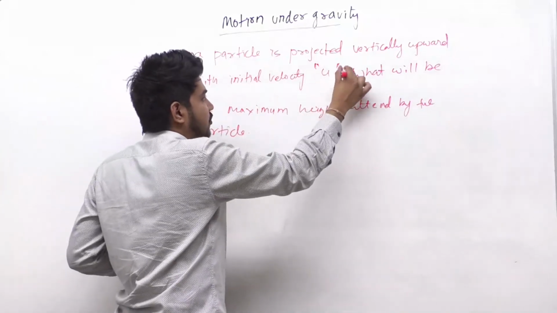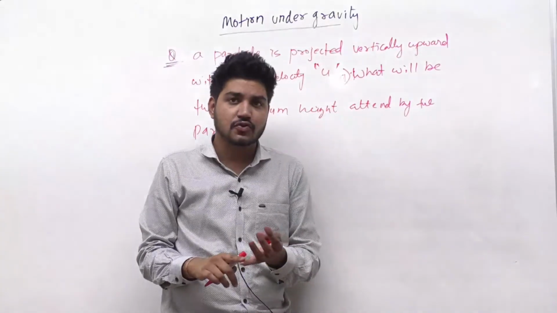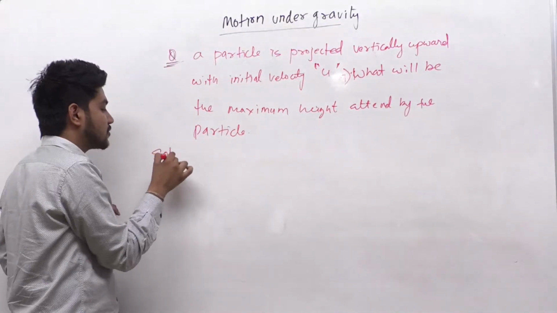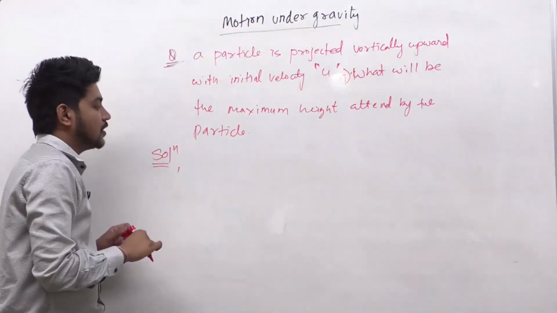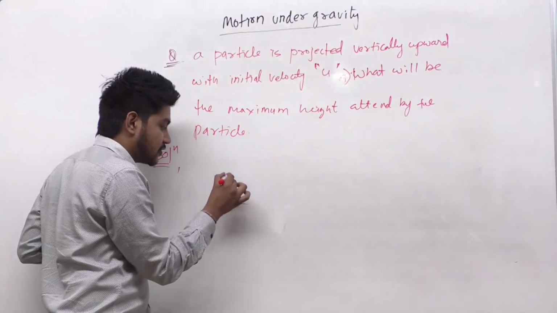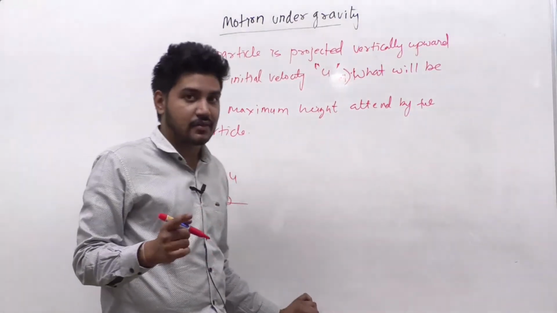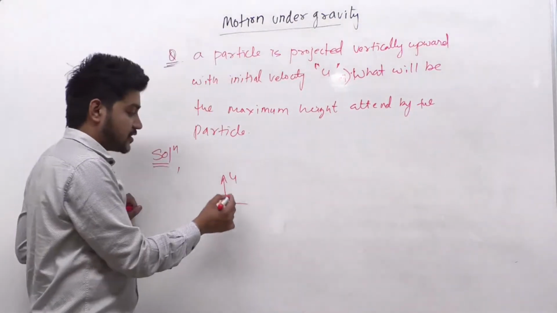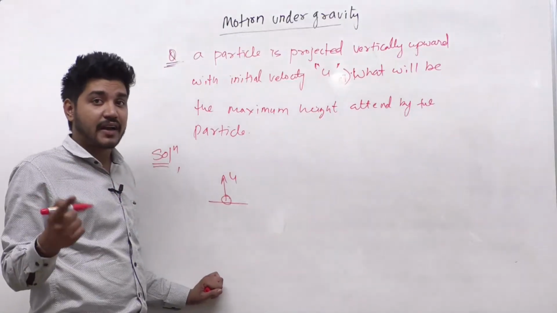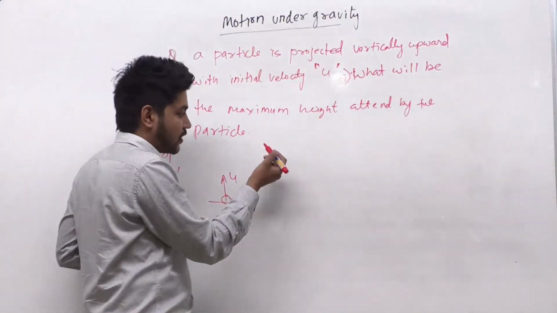Right, there can be 3 questions because we know the initial velocity is known to us, right? So the very first question is this. How will we solve it? Like I said, the particle is projected vertically upward with initial velocity u. So the very first thing is we have to draw the diagram. The particle is projected in upward direction, and it is asked what is the maximum height attained by the particle. So I'll write what are the given values.